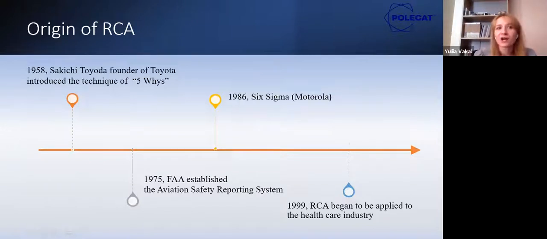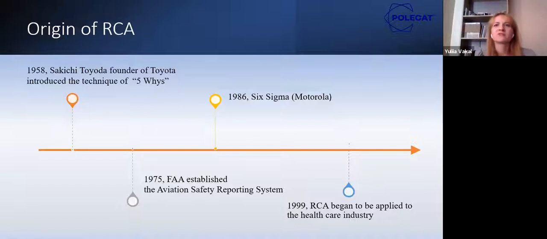Okay, so when did it actually start? Root cause analysis has existed as an investigation tool for centuries, but it was never formalized for a long time. Formally, it was introduced to the world in the 1950s by Sakichi Toyoda, the founder of Toyota. He introduced the technique of 5 whys, which is very widely used at the moment in Toyota manufacturing. The next step was in 1975. It was Federation.